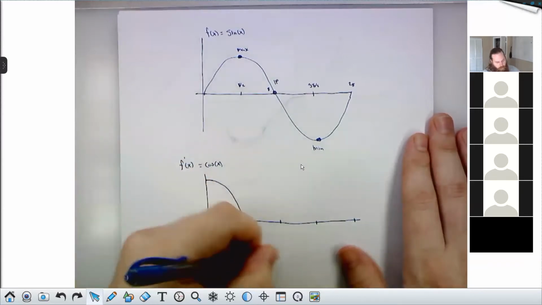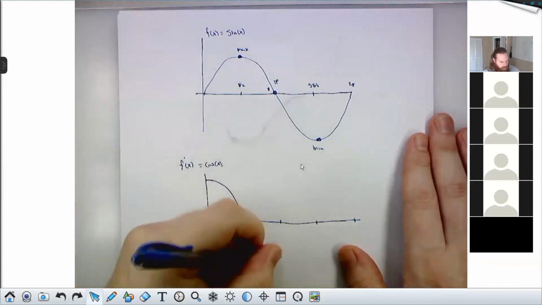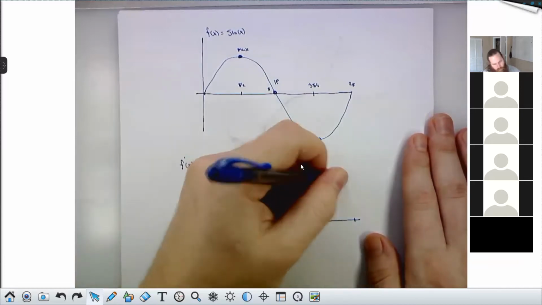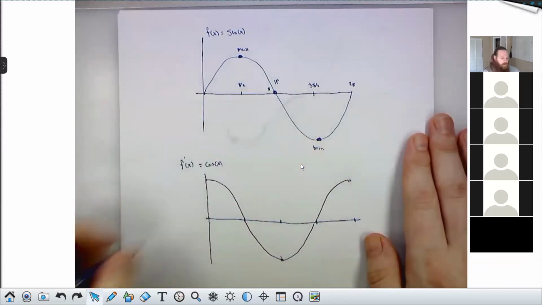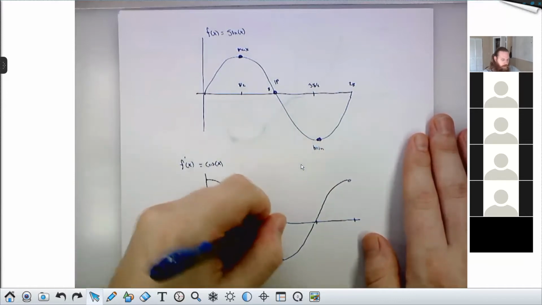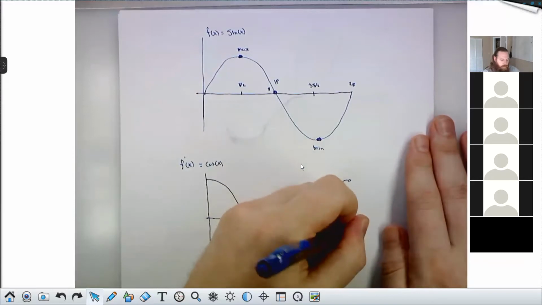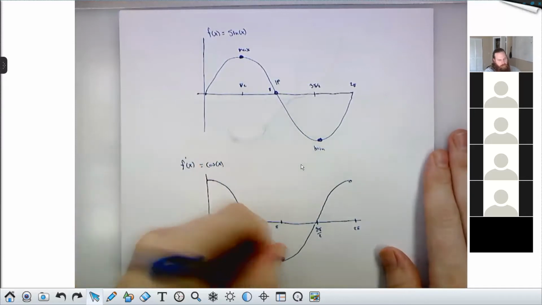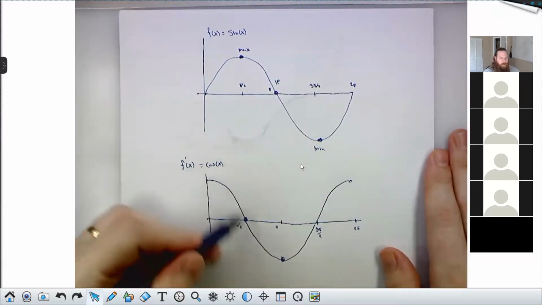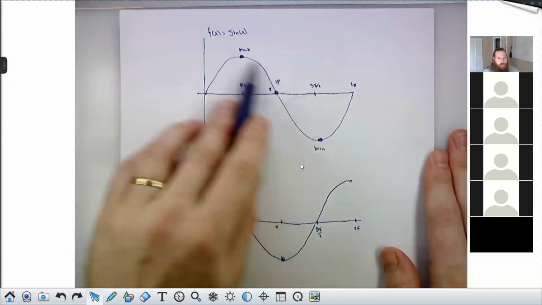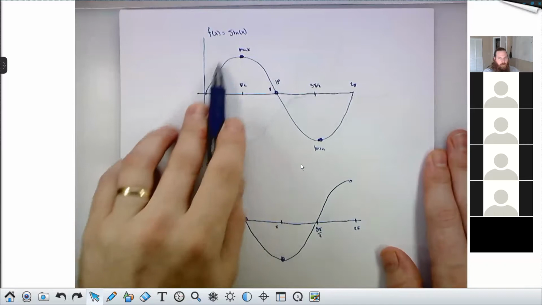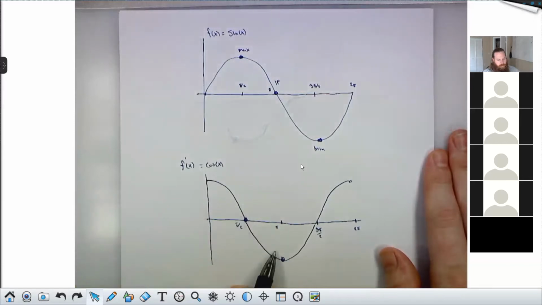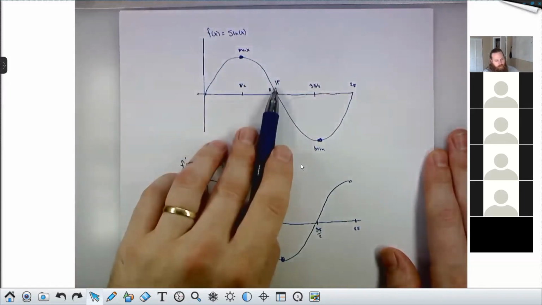In the graph of cosine, we know it looks like this. Again, pi over 2, pi, 3 pi over 2, 2 pi. So the places where f primed go from positive to negative are places where f goes from increasing to decreasing. Here I have a local max, and f primed went from positive to negative. f went from increasing to decreasing.